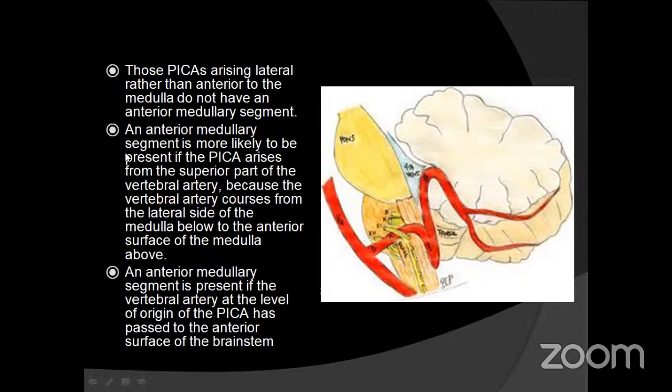An anterior medullary segment is more likely to be present if the PICA arises from the superior part of the vertebral artery, because the vertebral artery courses from the lateral side of the medulla below to the anterior surface of the medulla. An anterior medullary segment is present if the vertebral artery at the level of origin of the PICA has passed to the anterior surface of the brainstem, which makes sense.